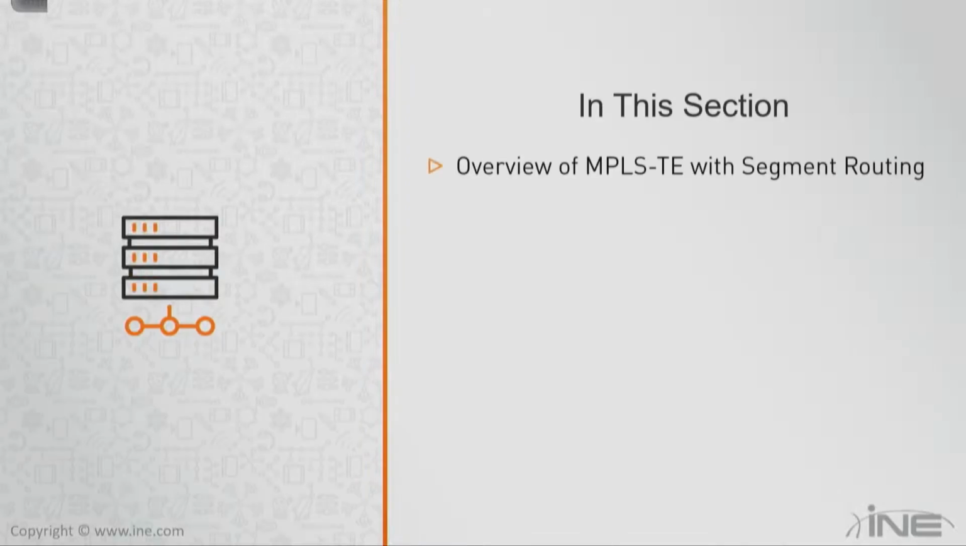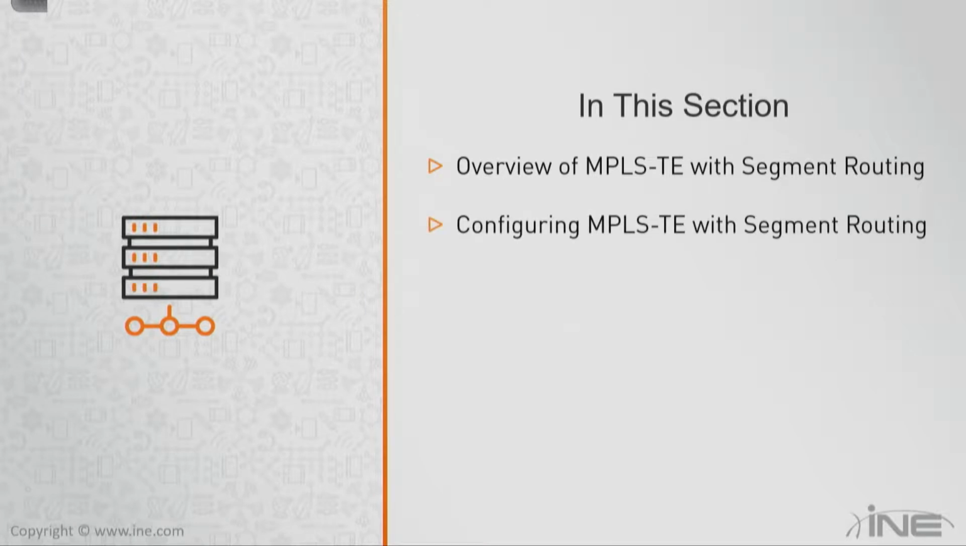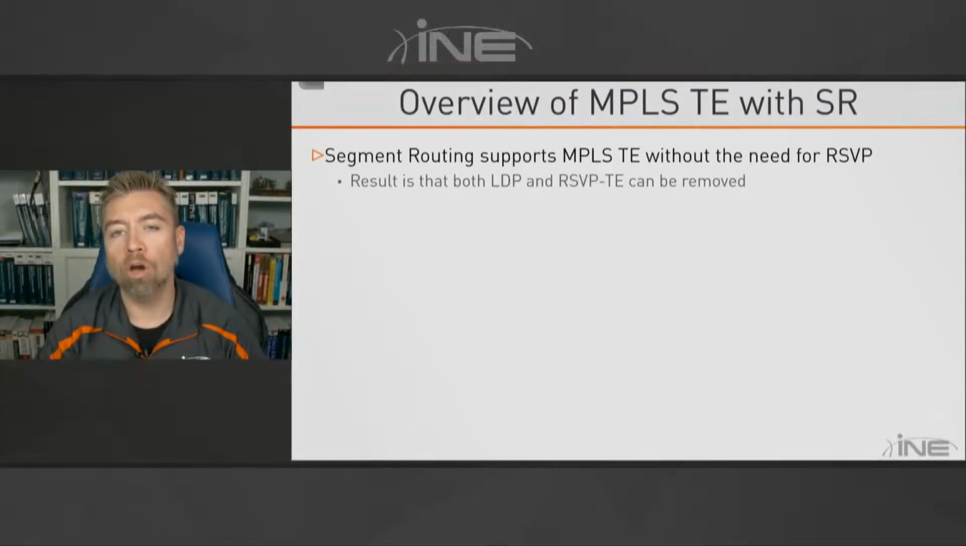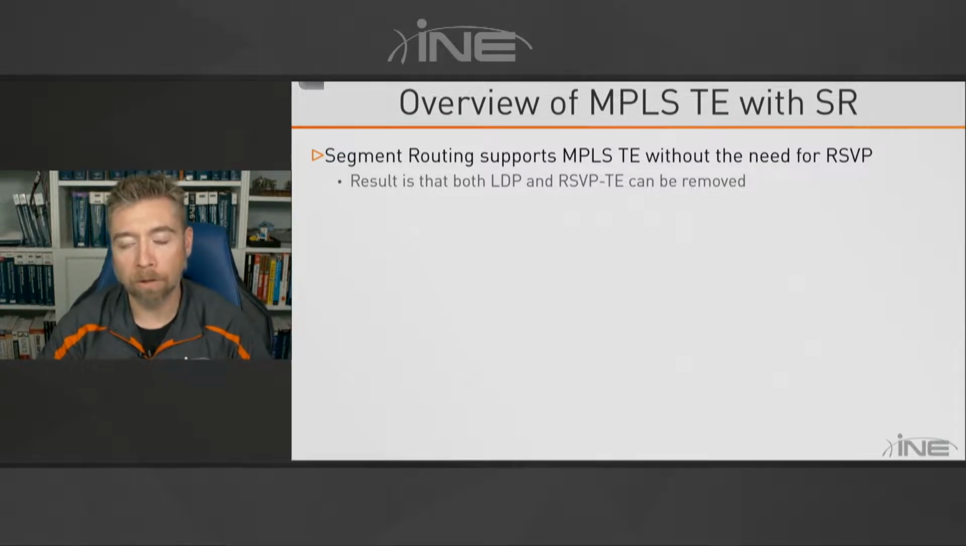Okay, so in this section, we're first going to go through a brief overview of traffic engineering with segment routing, and then mainly be focusing on the configuration steps. Now, the main advantage we'll see with traffic engineering with segment routing, as opposed to just TE on its own, is that we no longer have the requirement for the resource reservation protocol. With RSVP TE, the big issue with scaling the network is that the devices in the middle need to maintain the state for the tunnels.